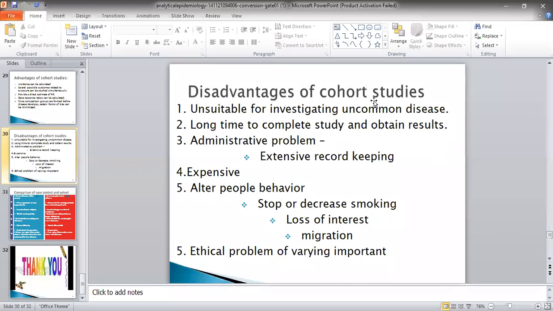People can alter their behavior and they can lose their interest in the study, and then they can migrate from one place to the other. So there can be a problem of loss to follow-up. Okay, and there can be some ethical issues related to this study. So these are the disadvantages of cohort study.